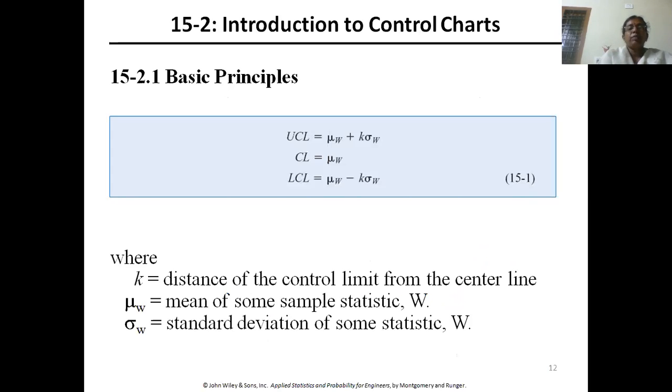So these are the general formulas for UCL, CL and LCL. UCL is mu W plus K sigma W, CL is mu W, and LCL is mu W minus K sigma W. Here K is the distance of the control limits from the central line. Mu W is the mean of the sample statistic; if it is the mean, we'll take X bar. Sigma W is the standard deviation of the statistic W.